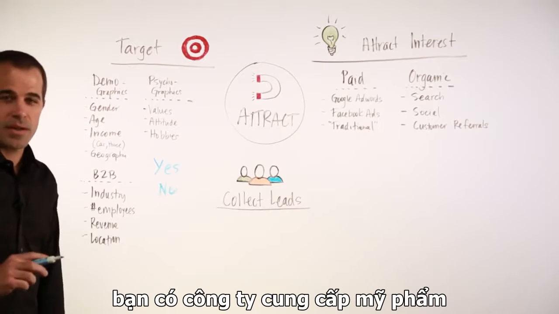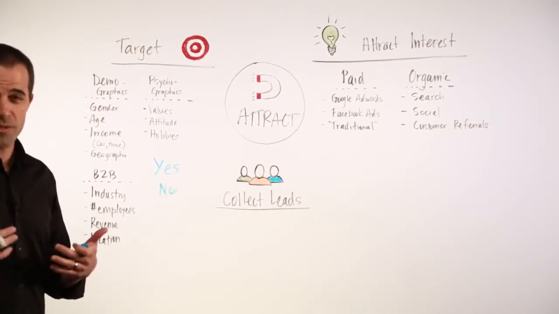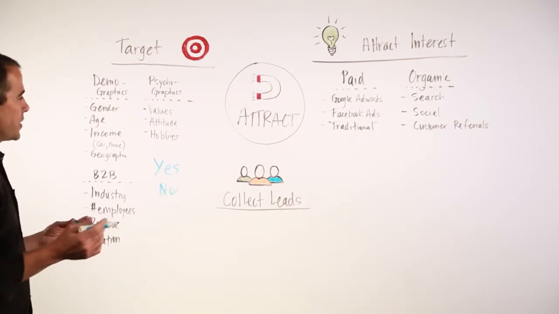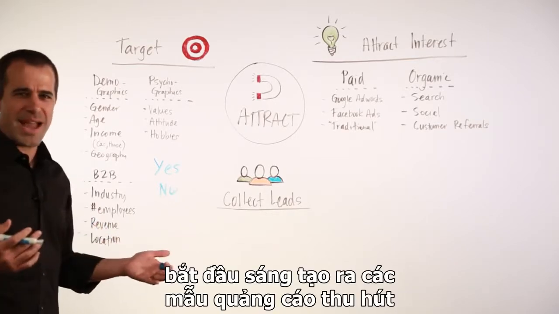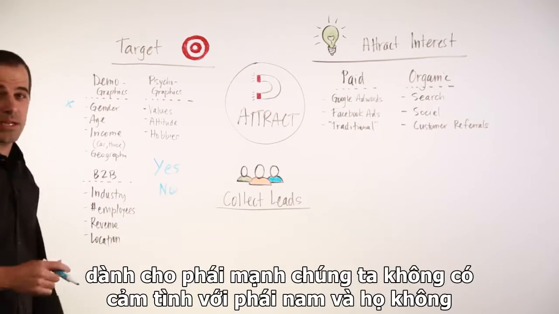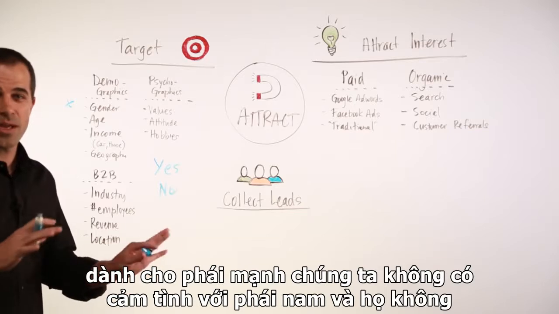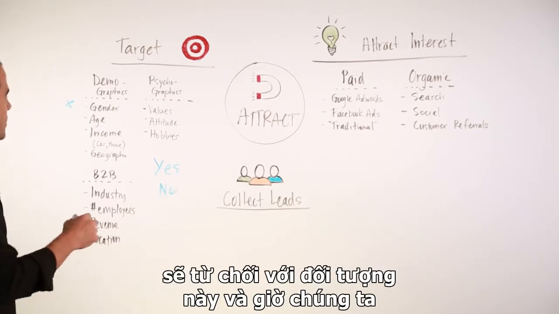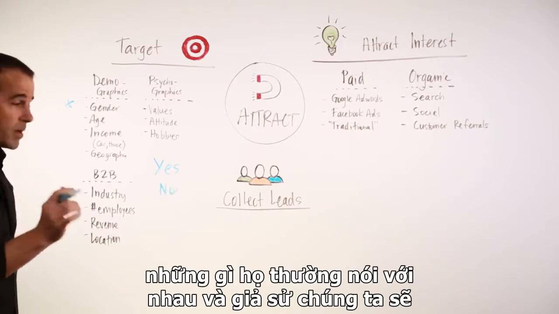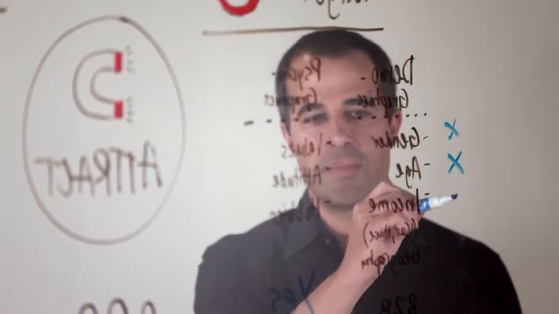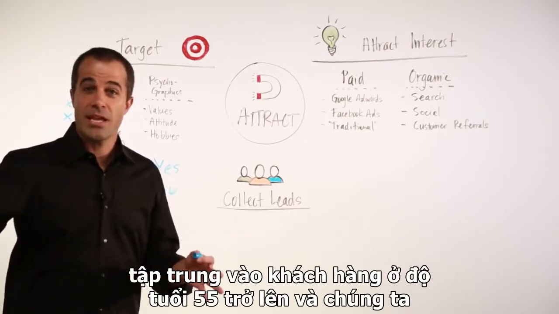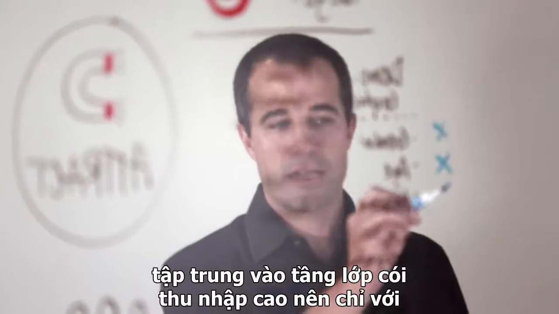Let's say that you have a company that has cosmetic products, okay? Well, if we serve the entire world, how do we start to create ads that are attractive to people? Well, let's just say we start by saying, you know what, let's say no to men. We're not doing any cosmetic products for men. We don't like men, and they don't buy cosmetic products very well, so we're going to say no to them. So now we're only talking about women. And what if we say we're going to actually eliminate teenagers and only focus on the 55-plus age bracket, and we only want to do high income?